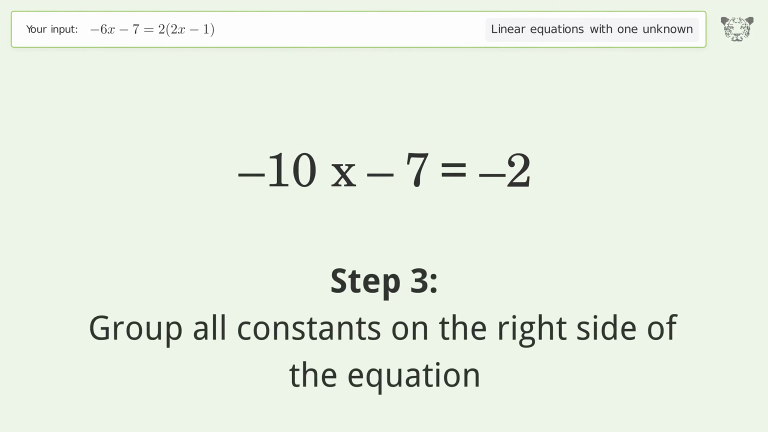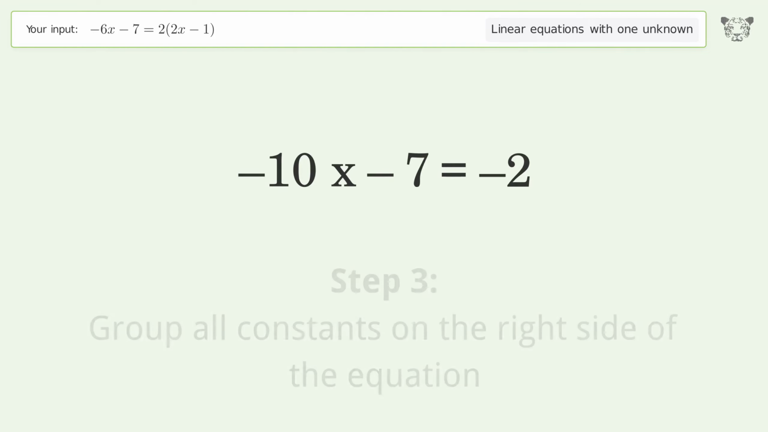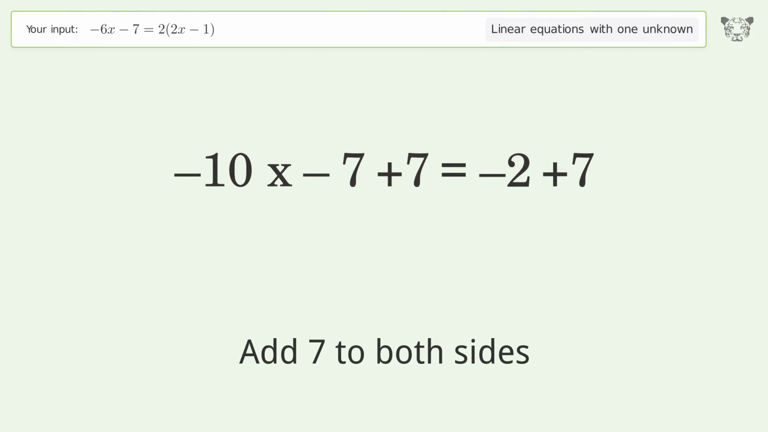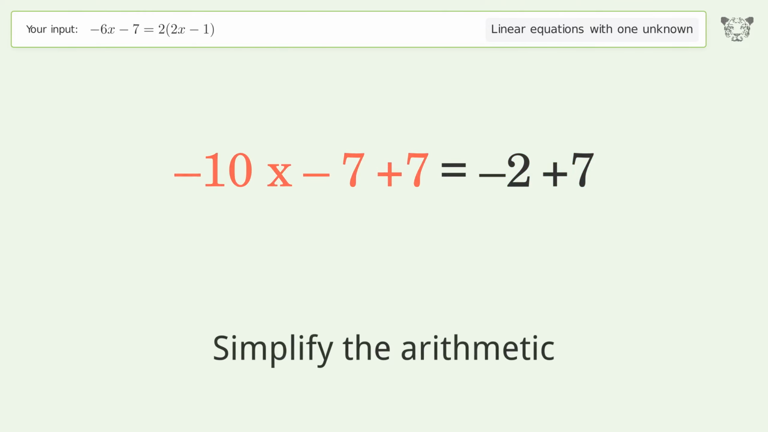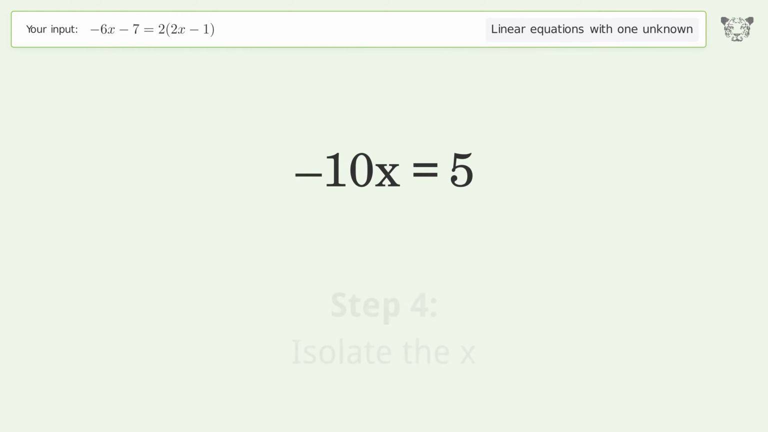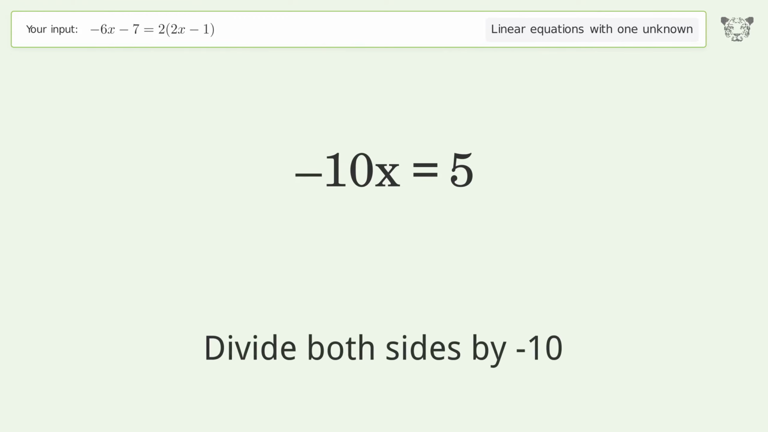Group all constants on the right side of the equation. Add 7 to both sides. Simplify the arithmetic. Isolate the x. Divide both sides by -10.